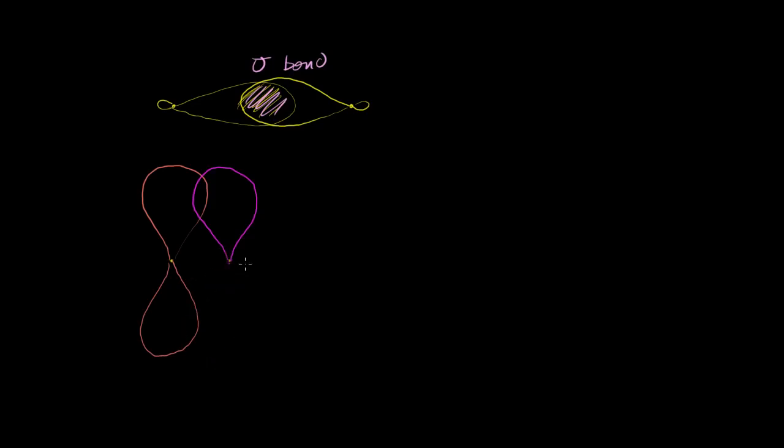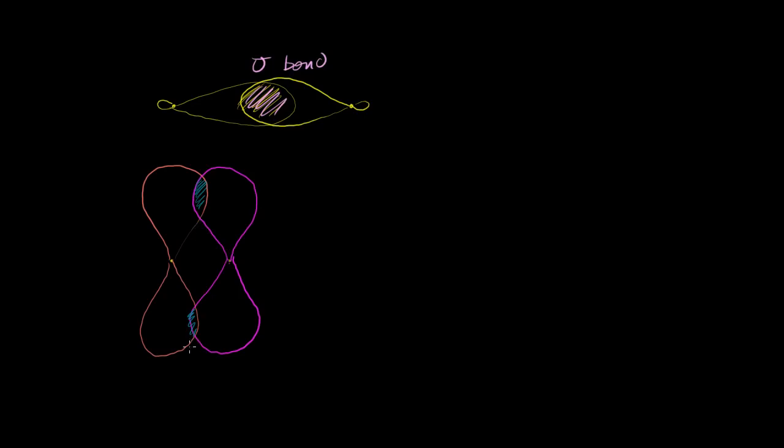Well, let me draw that other one a little bit straighter. I want it to overlap more. So it goes like that. I think you get the idea. So here, our two p orbitals are parallel to each other. You can imagine these are sp3 hybridized orbitals. They're pointing at each other. Here, they're parallel. P orbitals parallel to each other. And you see that they overlap on this top lobe here and on this bottom lobe here.